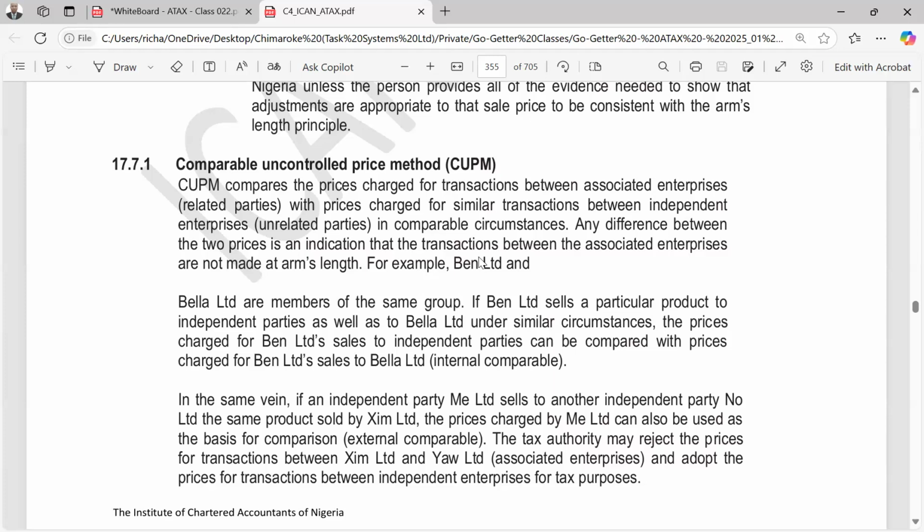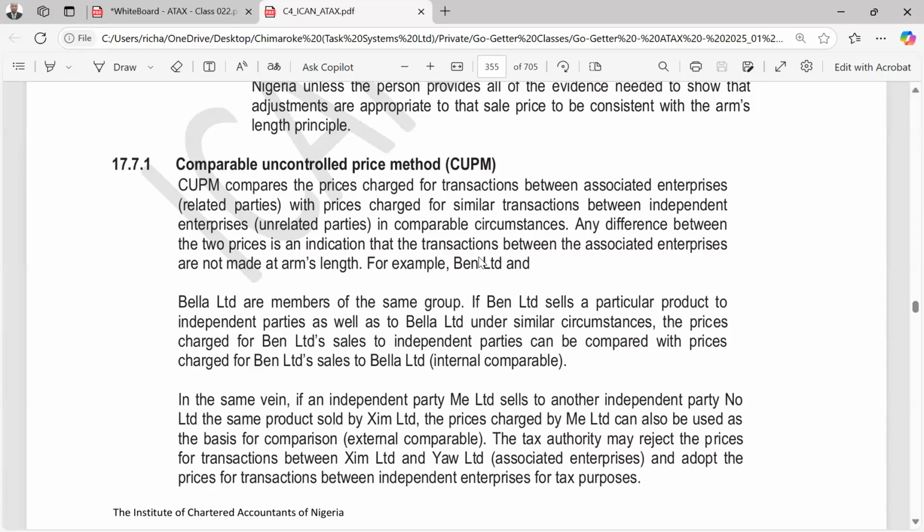Now, any difference between the two prices is an indication that the transactions between the associated enterprises are not made at arm's length. The reason is that it is assumed that unrelated parties will want to follow arm's length. Nobody will want to do that because of you. If you know who buys, please they go.